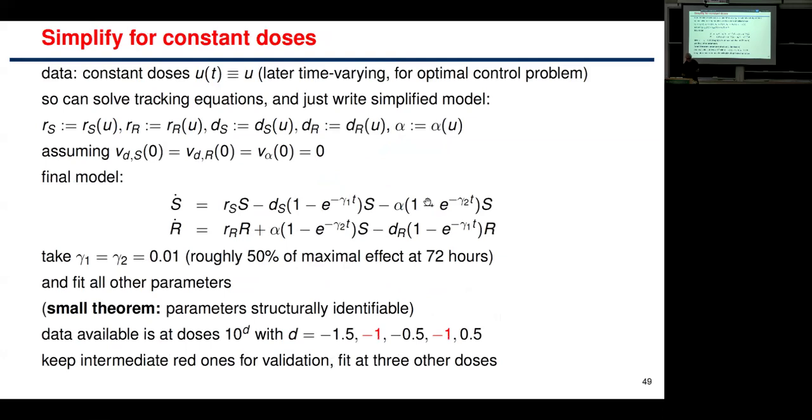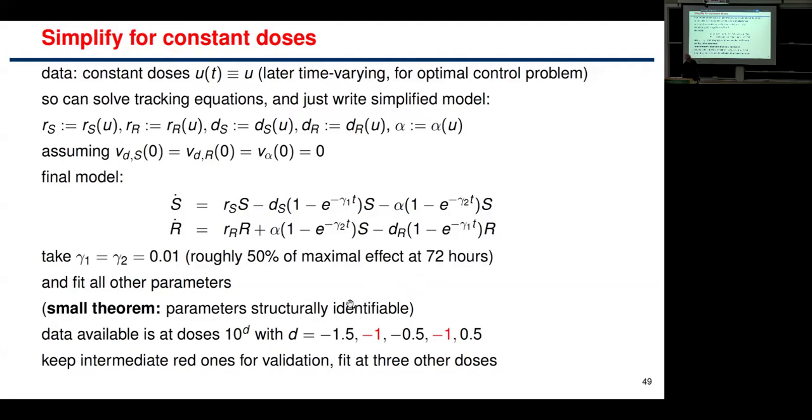So we assume that there's some delay on the drug action that produces the killing, but also on this term, we see the alpha term, the one that gives us the induced flux from sensitive to resistant, and also again in the killing of the resistant cells. We set parameters gamma 1 and gamma 2 to 0.01, roughly corresponding to 50% maximal effect at about 72 hours.